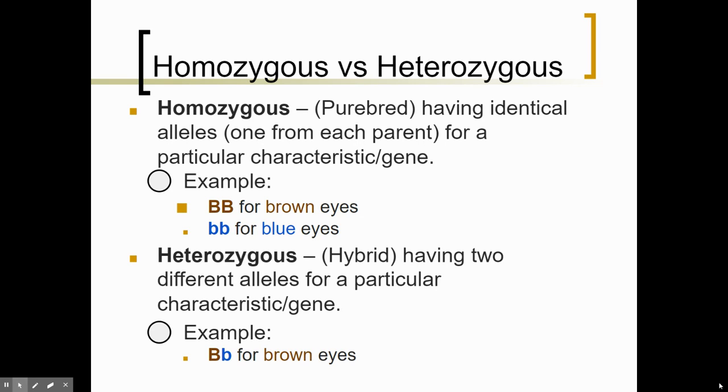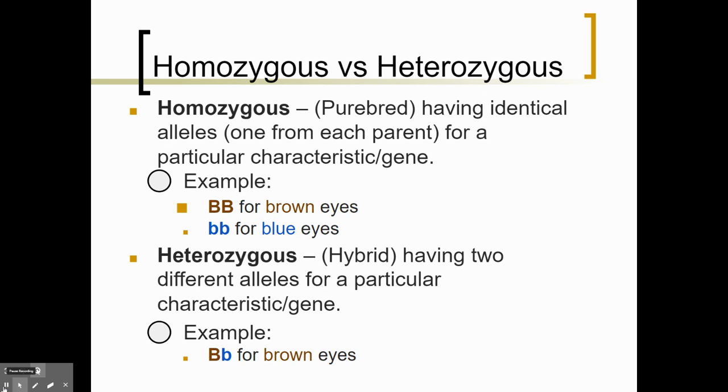A homozygous individual is purebred and has identical alleles, one from each parent, for a particular characteristic or gene. So if you were homozygous with brown eyes, it means you receive an allele for brown eyes from both of your parents. So you have big B for brown eyes. Or you receive a recessive allele, little b for blue eyes.